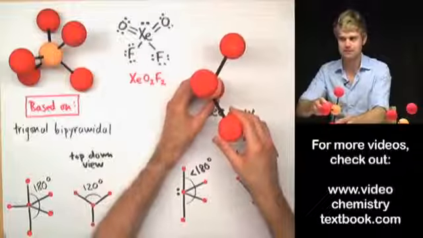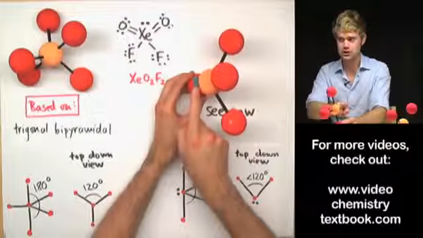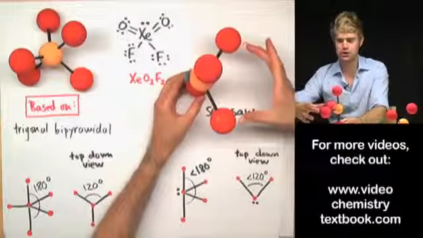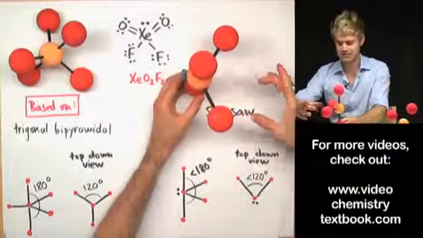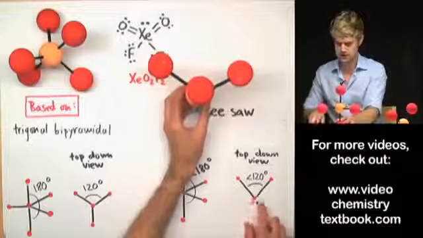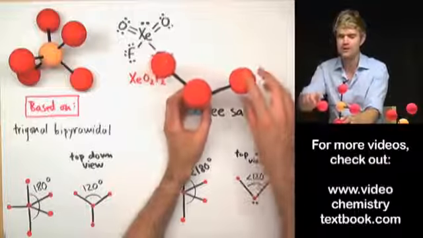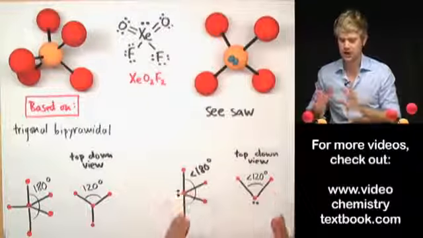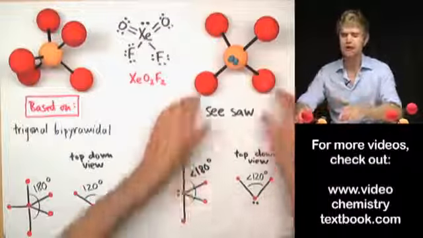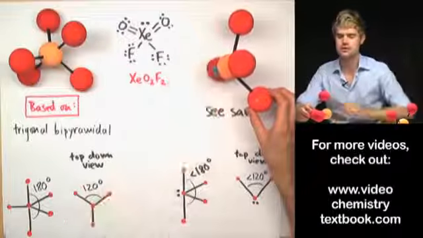If we look at the top-down view of this, we see the unshared electron pair here, and it is pushing these atoms together, which means that if we look at this top-down view here, these atoms are getting pushed together, so the angle between them is less than 120 degrees. So that's what the angles are for this seesaw molecule here.